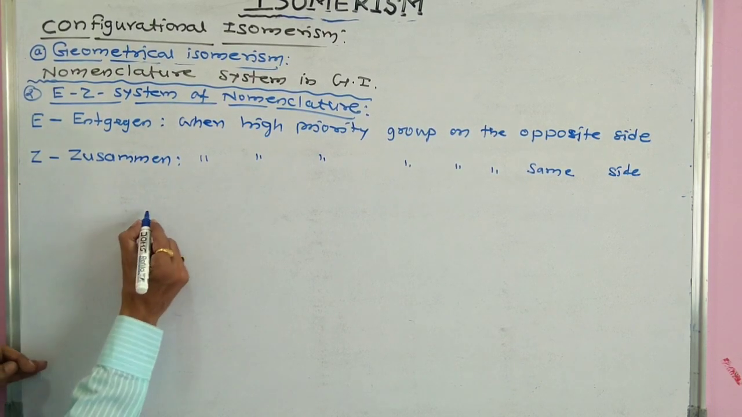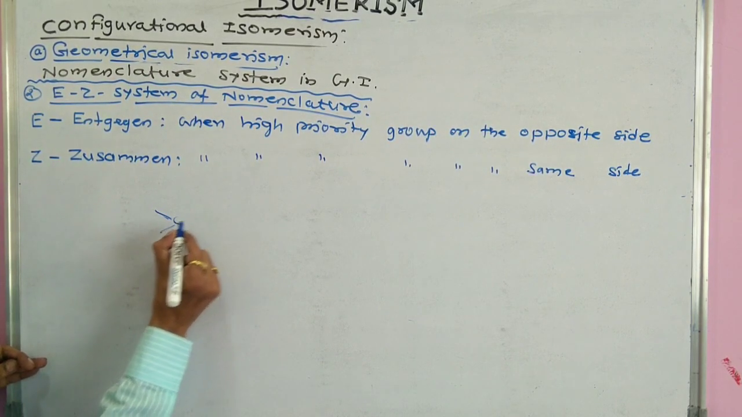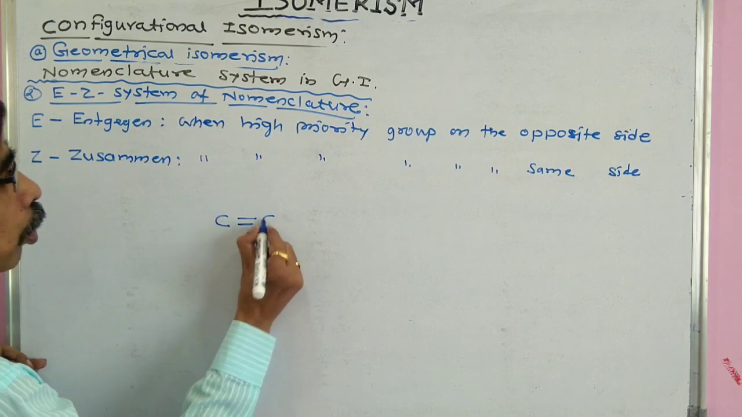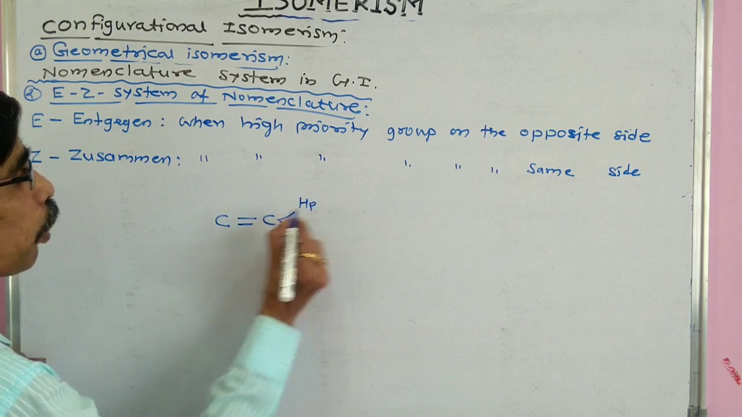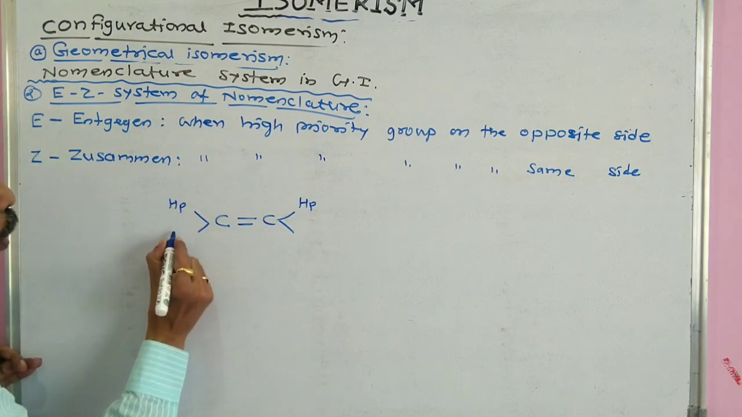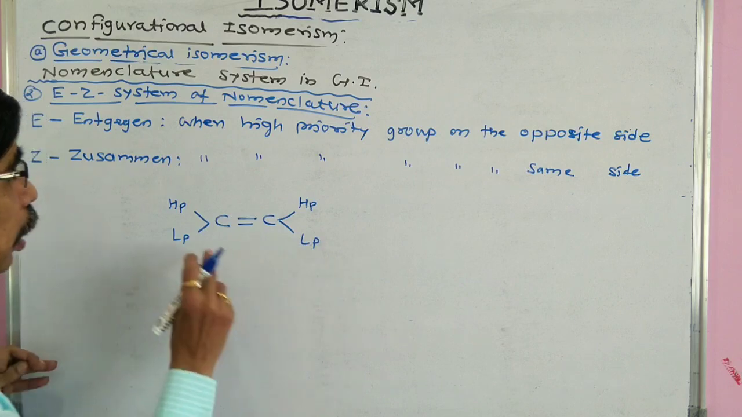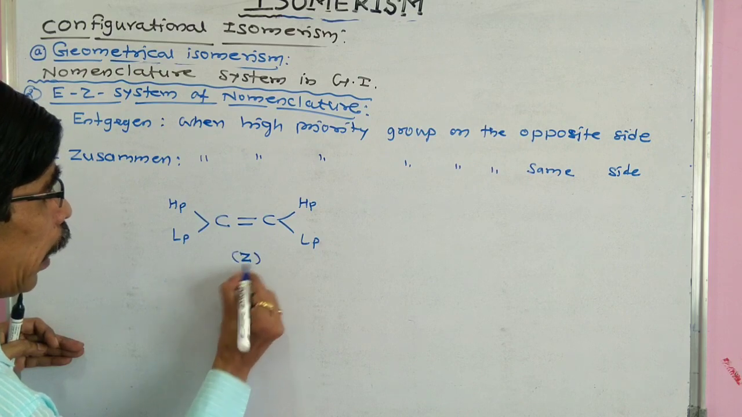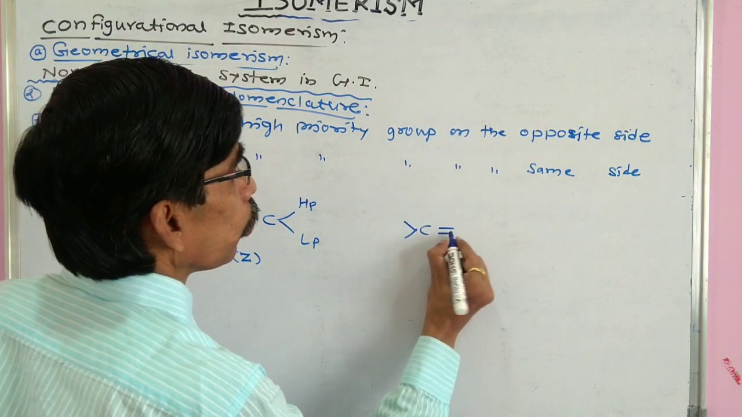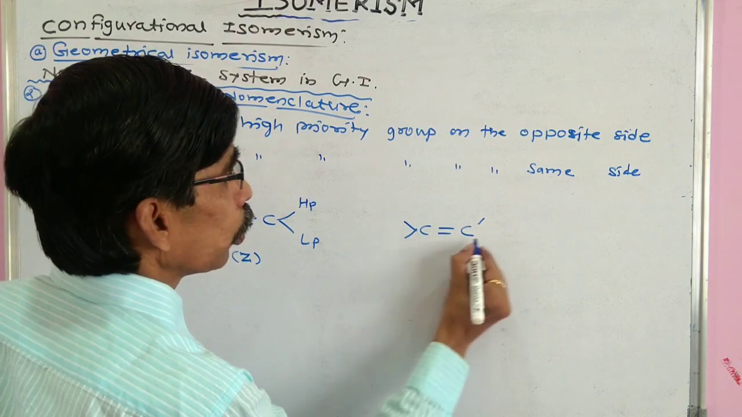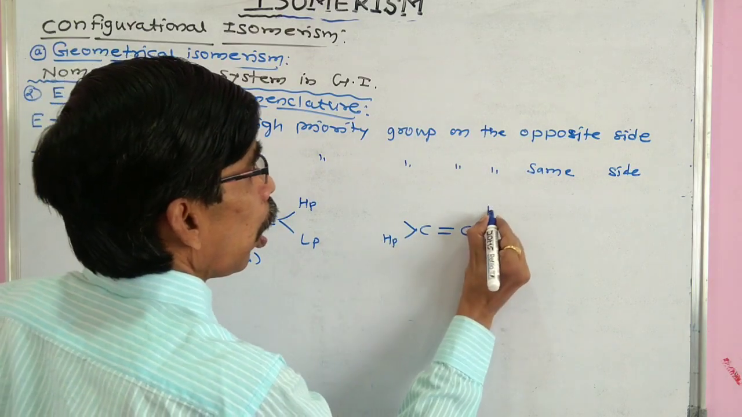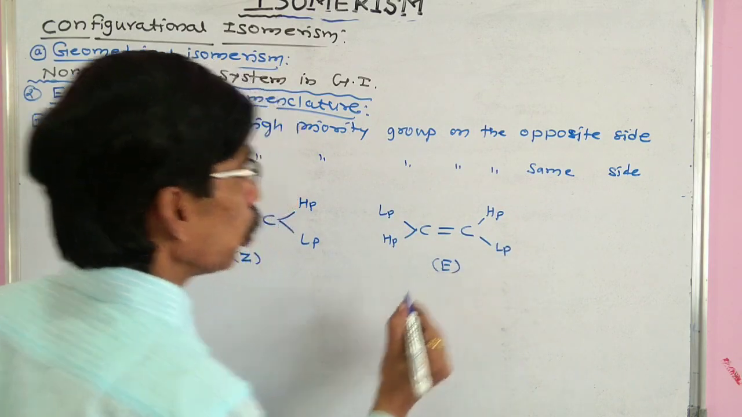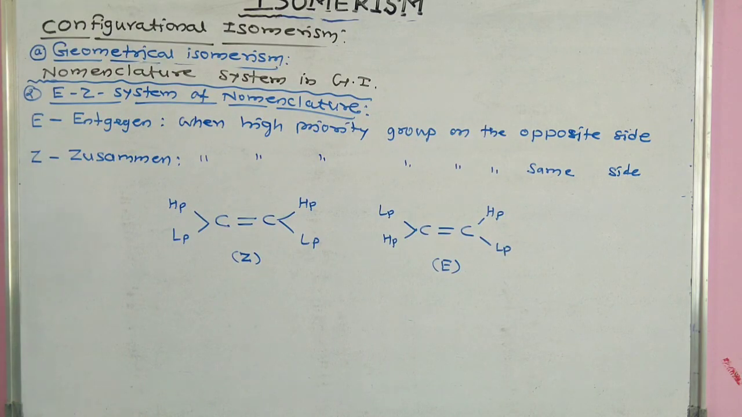For example, now this is the high priority group, and this is also high priority group. This is the low priority and this low priority. Now their high priority groups are on the same side of the bond, therefore it is denoted by Z. If their high priority groups are on the opposite side of the double bond, then it is denoted by E. So this is an example of the EZ system of nomenclature.